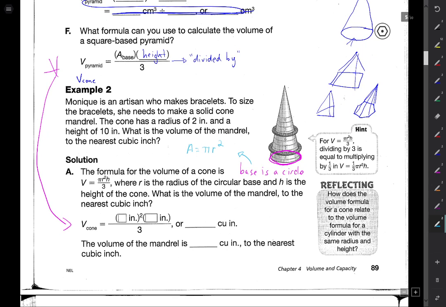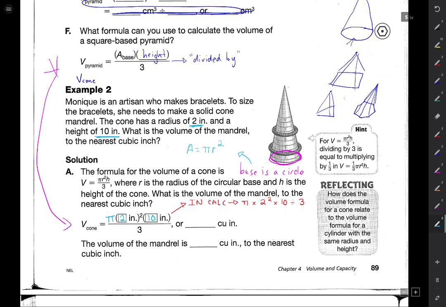So over here in our formula, the volume is pi times the radius squared, so you'll notice this part's squared, and the radius they give us is 2. So pi times 2 squared. Then the height of the cone we are given is 10. So we're going to multiply all of that by 10, and then divide by 3. In your calculator, you're going to put pi times 2 squared times 10 divided by 3.